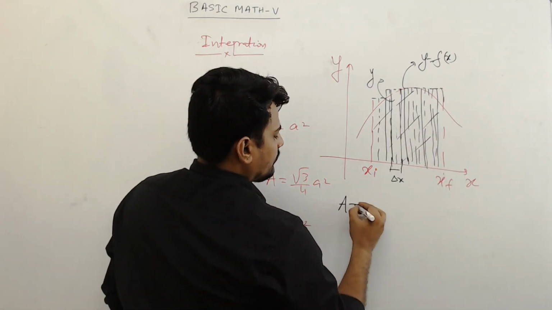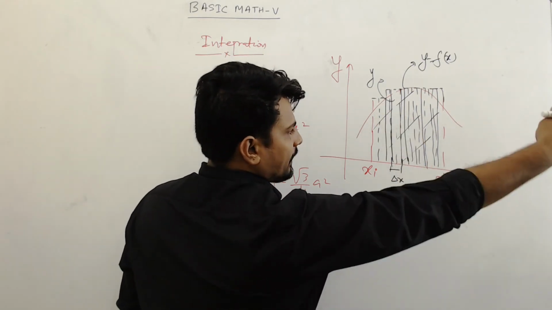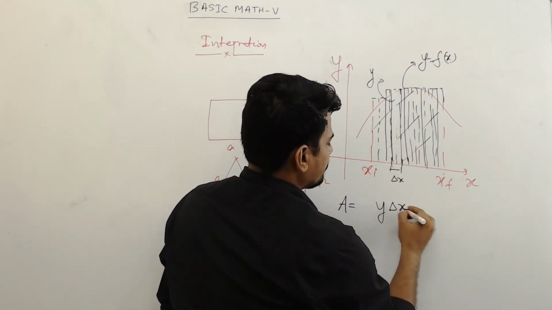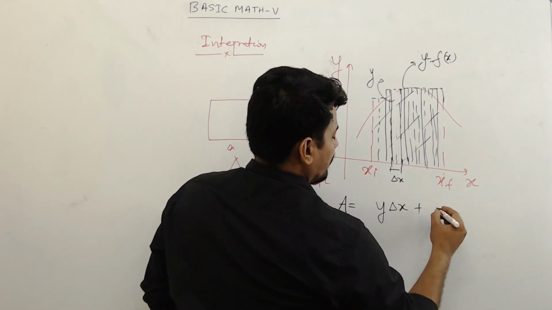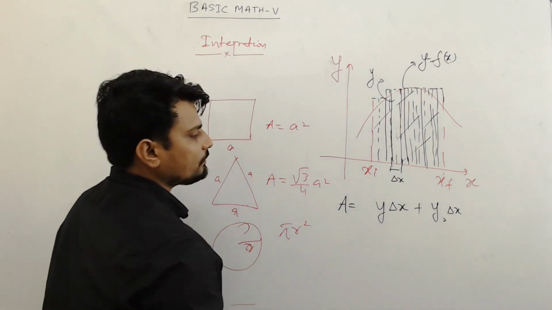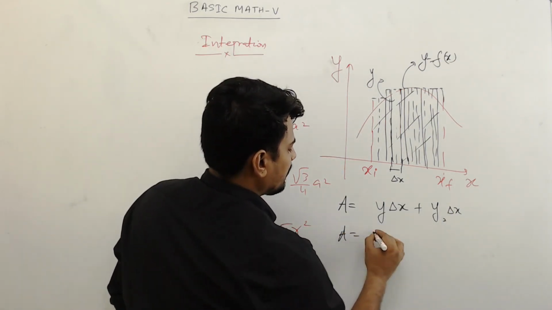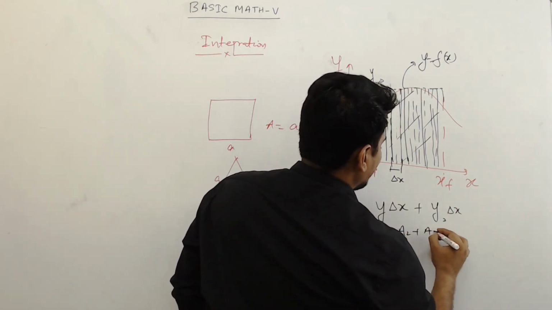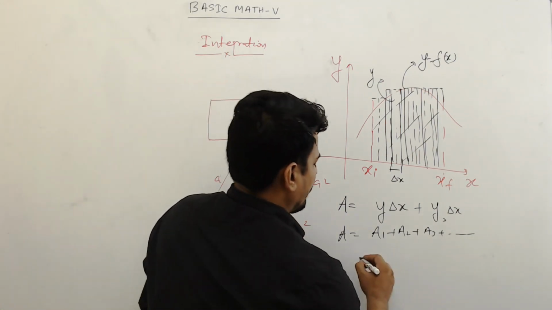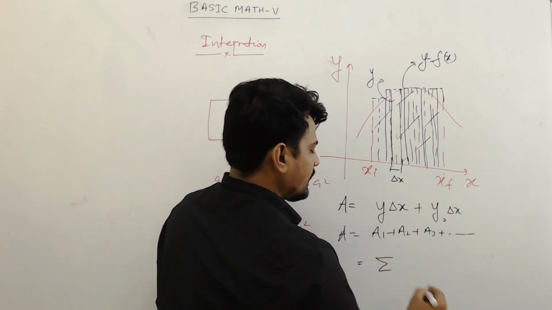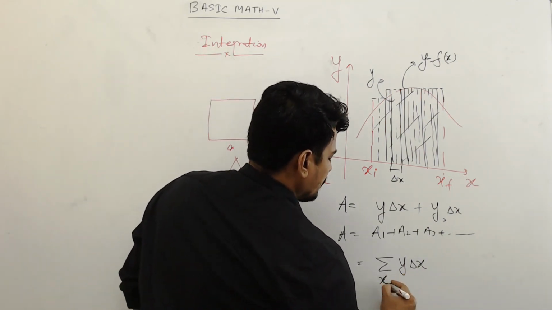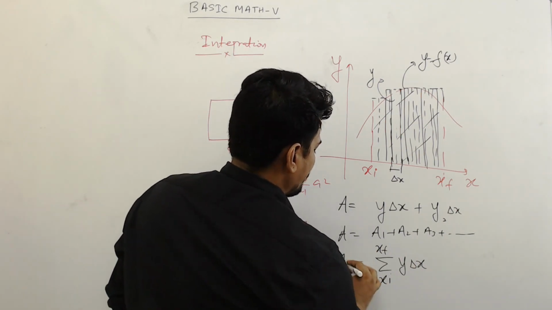So the total area should be what? The area of one strip plus the areas of all the n strips. So that would be how much? It's a rectangle, so y times delta x, plus maybe y2 delta x, and so on. So I can say that the area could be given as area 1 plus area 2 plus area 3, and so on. In terms of mathematics, if I want to add them, I can apply the sigma of all the areas. So that would be y delta x, with the limits of x from x initial to x final. So that is going to be the area.